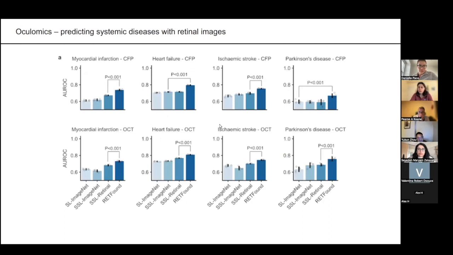So this slide shows the results about oculomics. We try to investigate the efficacy of adapting RETFound to myocardial infarction prediction, heart failure, ischemic stroke, and Parkinson's disease. The task here is incidence prediction, which means we are trying to predict if the cardiovascular events or the neurodegenerative diseases will occur in the following 3 years. So which is also very challenging. According to the comparisons between RETFound and the most competitive method here, SSL-Retina, we observed a significant improvement.